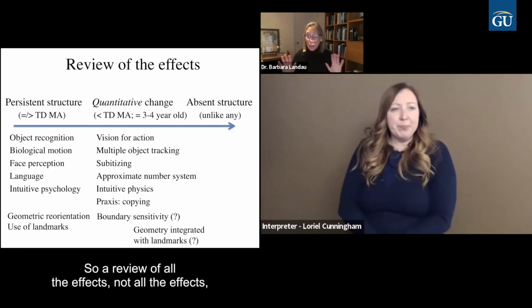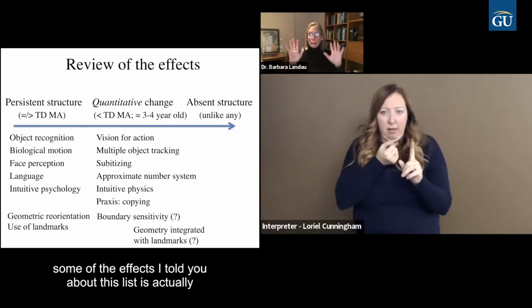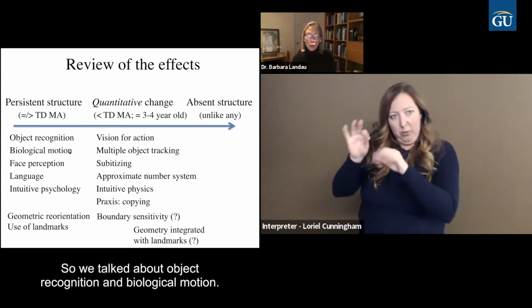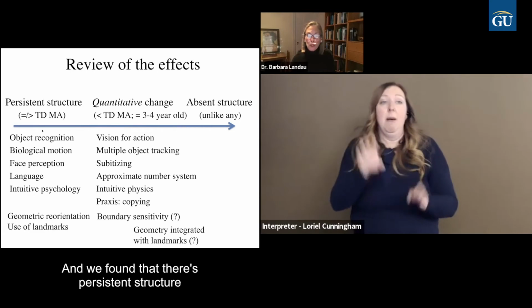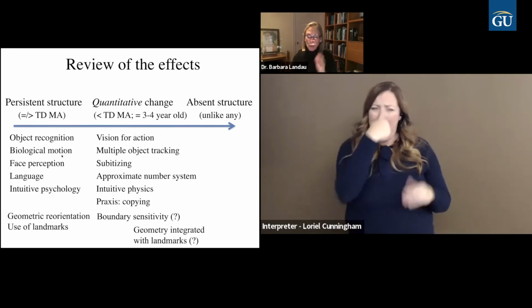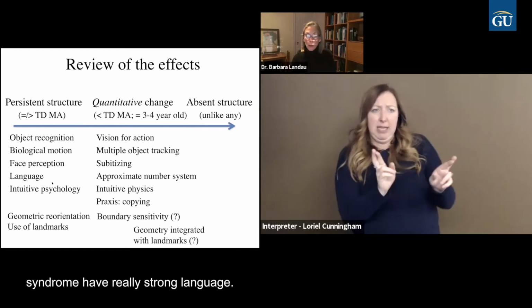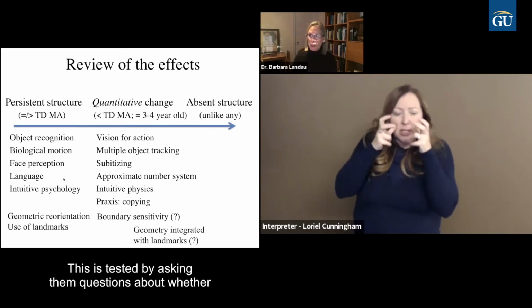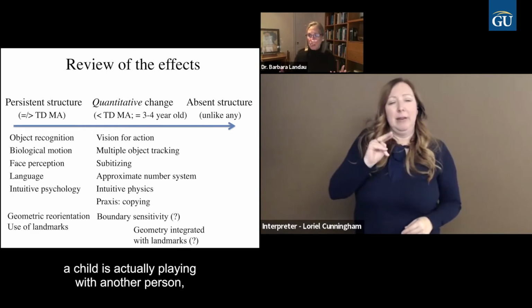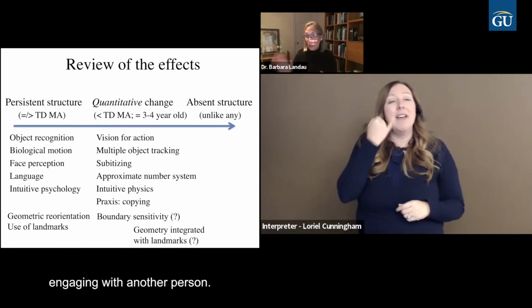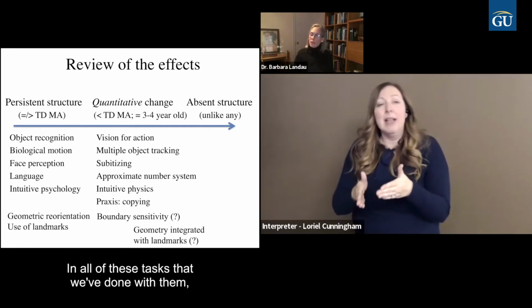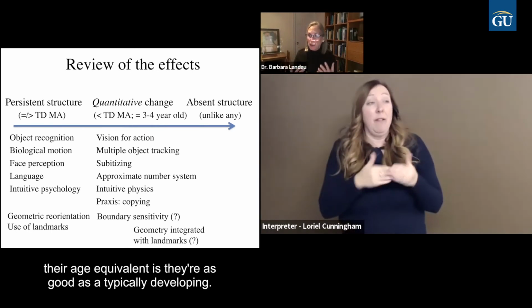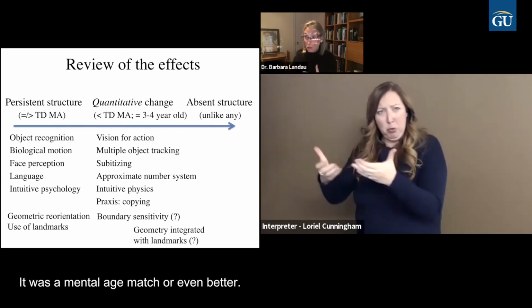So a review of some of the effects I've told you about. This list is actually a list of all the effects that we've found. We talked about object recognition and biological motion, and we found that there's persistent structure for sure for these two systems. We also know that individuals with Williams syndrome have really strong language. They have good face perception. They are very good at what we call intuitive psychology. This is tested by asking them questions about whether a child is actually playing with another person, engaging with another person, even though you can't see the other person. In all of these tasks that we've done with them, we see what we call persistent structure. Their age equivalent is as good as a typically developing person who is a mental age match, or even better.